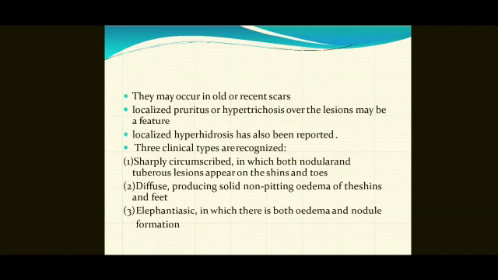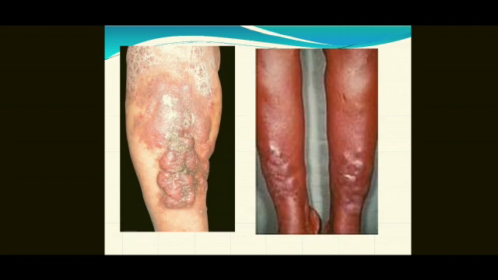Three clinical types are recognized. Sharply circumscribed, in which both nodular and tuberous lesions appear on the shins and toes. Diffuse, producing solid non-pitting edema of the shins and feet. Elephantiastic, in which there is both edema and nodule formation. Here the picture is showing the elephantiastic type of pretibial myxedema.